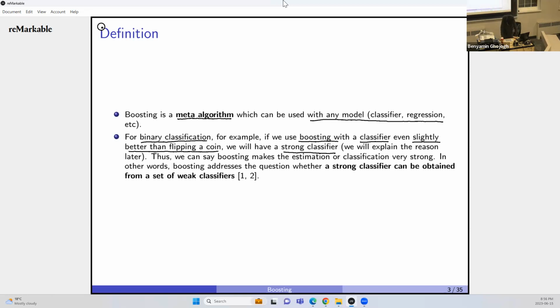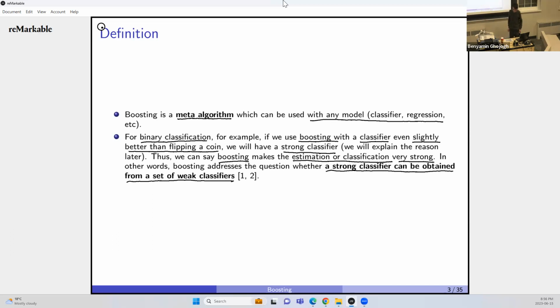Thus we can say boosting makes the estimation or classification very strong, and hence the name boosting. It boosts. In other words, boosting addresses the question whether a strong classifier can be obtained from a set of weak classifiers. Can we do that? And yes, we can.